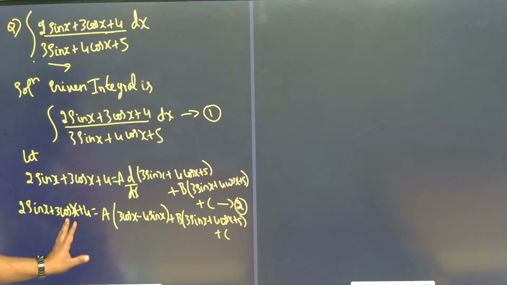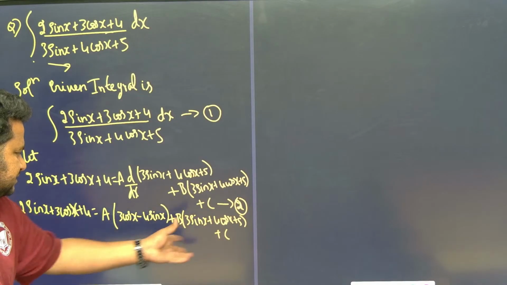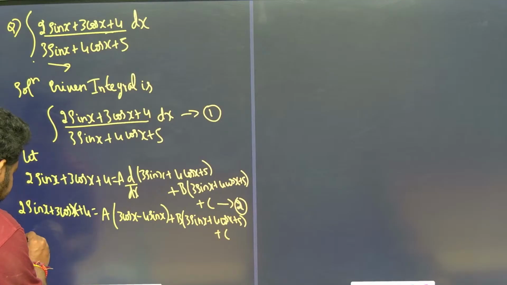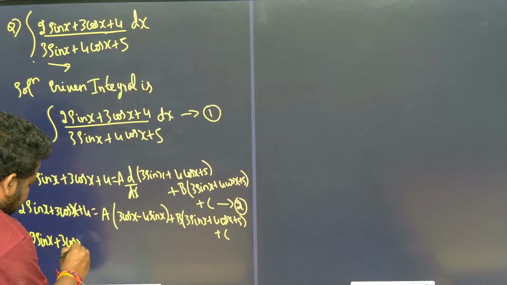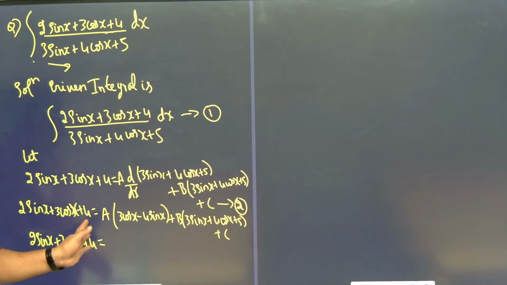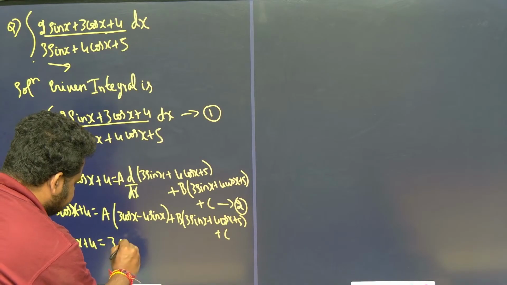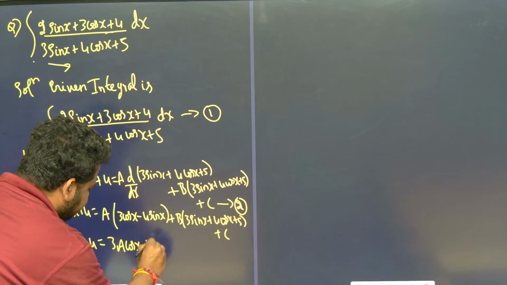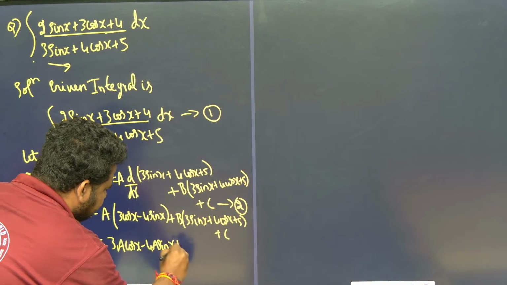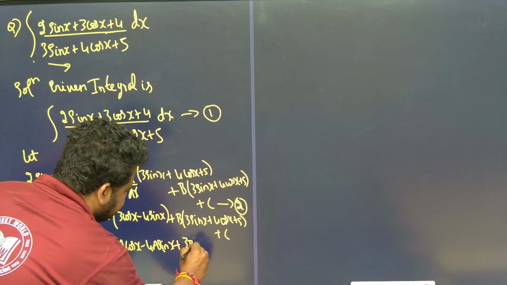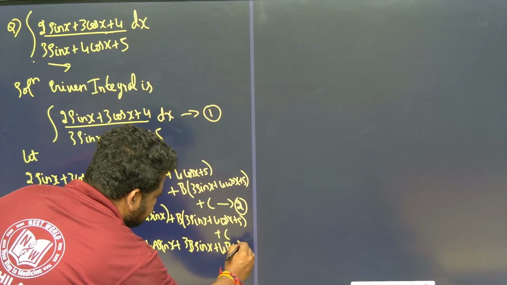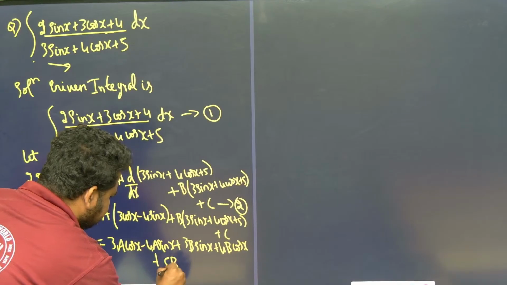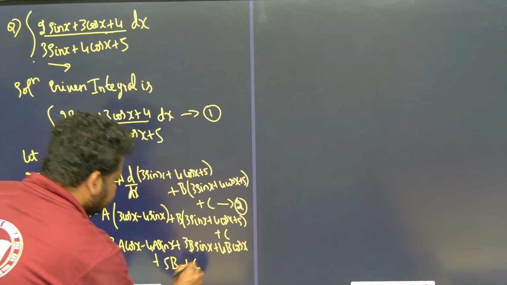Now what we have to do, just multiply the constants, that is a, b and c, with whatever is given. So let us write it here: 2 sin x plus 3 cos x plus 4 is equal to a into, similarly to how we solved the previous question, 3a cos x minus 4a sin x. Here this will be 3b sin x plus 4b cos x plus 5b, plus c.